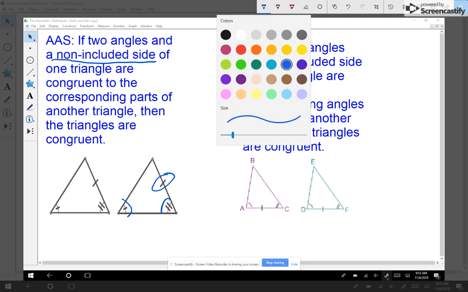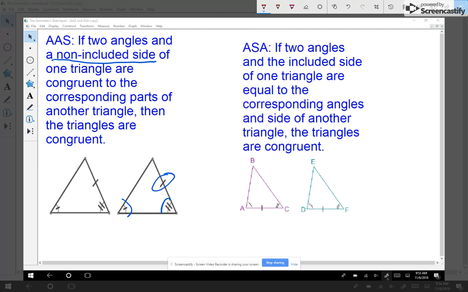Now for angle, side, angle, if two angles and the included side of one triangle are equal to the corresponding angles and side of another triangle, then the triangles are congruent. Looking at one triangle, I have these two angles and the side that is in between them.